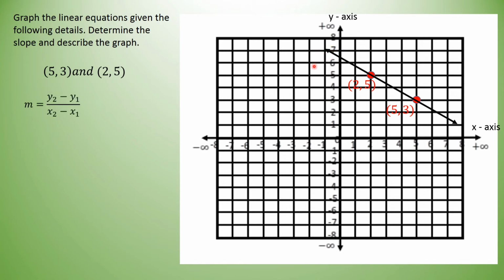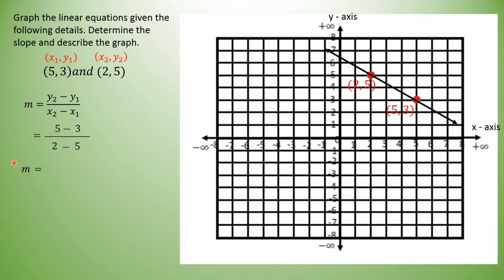Okay, next, find the slope using the slope formula m equals y sub 2 minus y sub 1 over x sub 2 minus x sub 1. So, lagyan natin ng label ang ating given before we substitute to the formula. Okay, so value of y sub 2 is 5 minus y sub 1 is 3 over x sub 2 is 2 minus x sub 1 is 5. So, simplify.